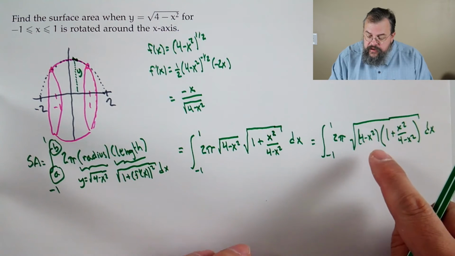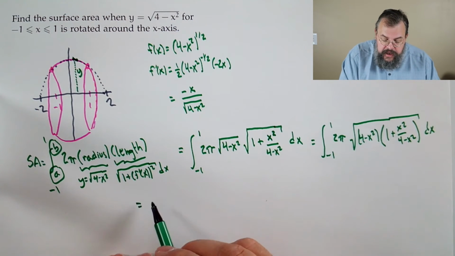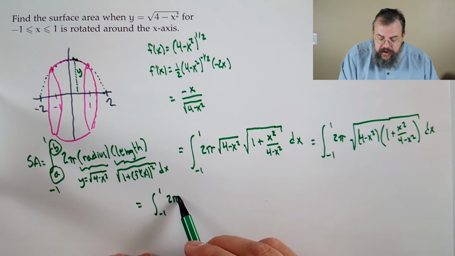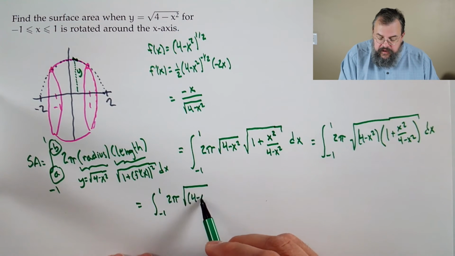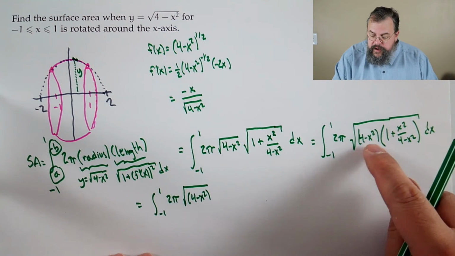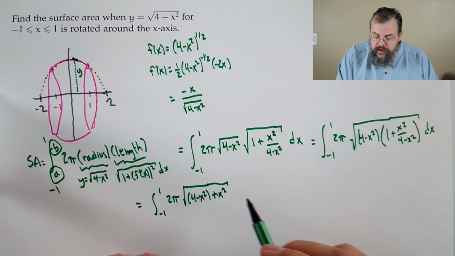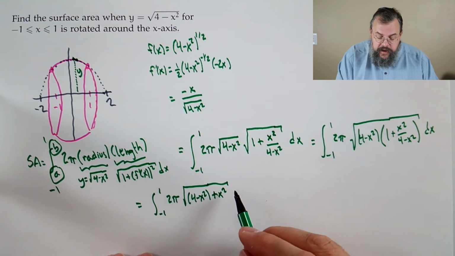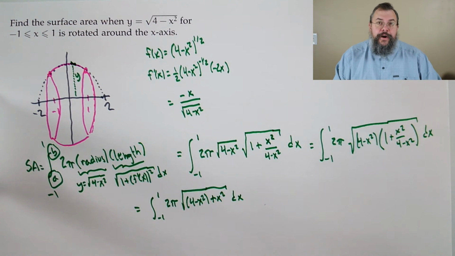Multiply that through. You'll see the 4 minus x squared cancels with the 4 minus x squared. So we're getting the integral from -1 to 1 of 2 pi times the square root of 4 minus x squared, that's the 4 minus x squared times the 1 plus x squared, which is what happens when you multiply 4 minus x squared to the second term.